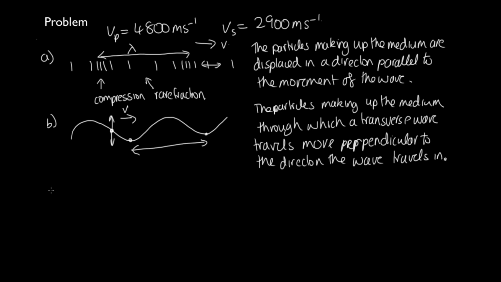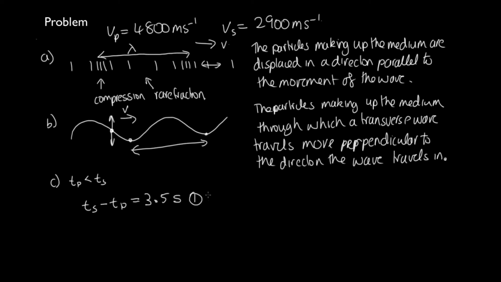And now part C. We're told at one base station the P wave is detected 3.5 seconds before the S wave. So we know that Tp is less than Ts as the P wave is detected first, and we can write an equation with this information in it. The arrival time of the S wave minus the arrival time of the P wave is equal to 3.5 seconds. Let's call that equation 1.